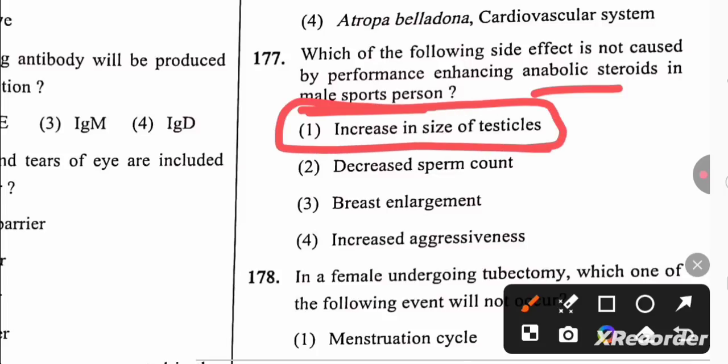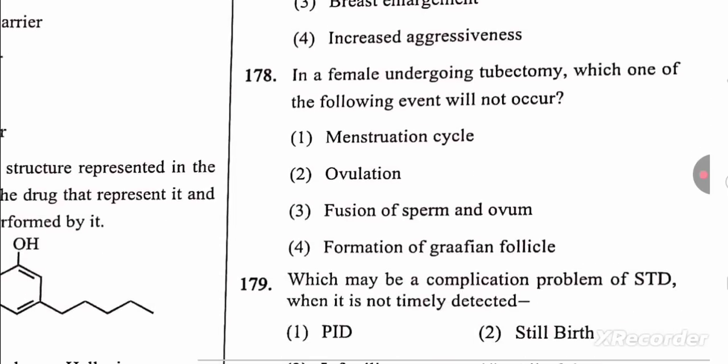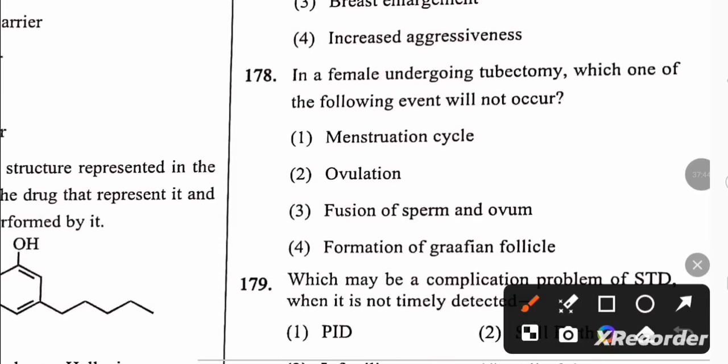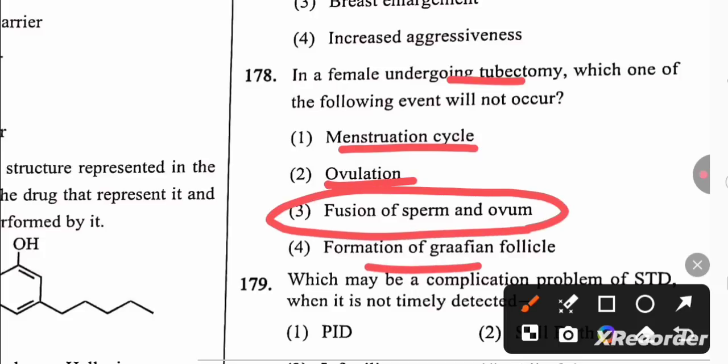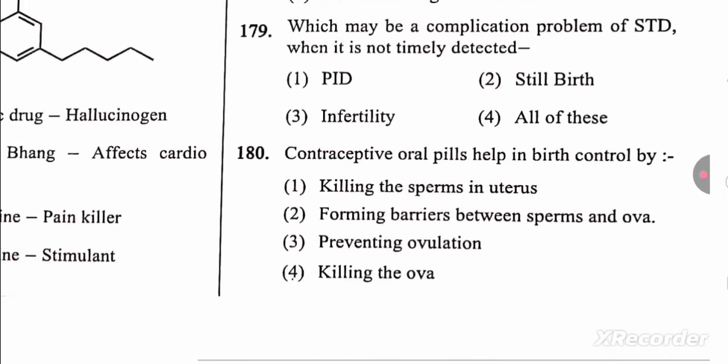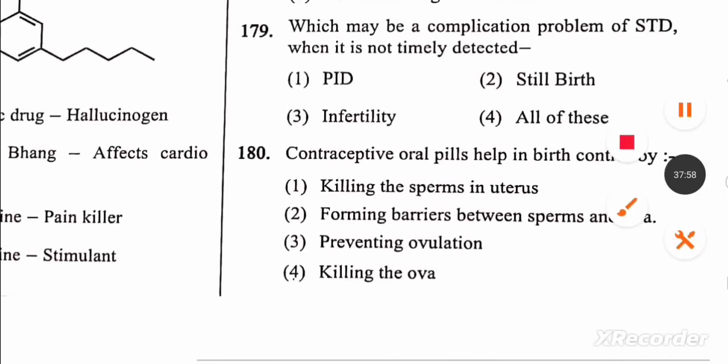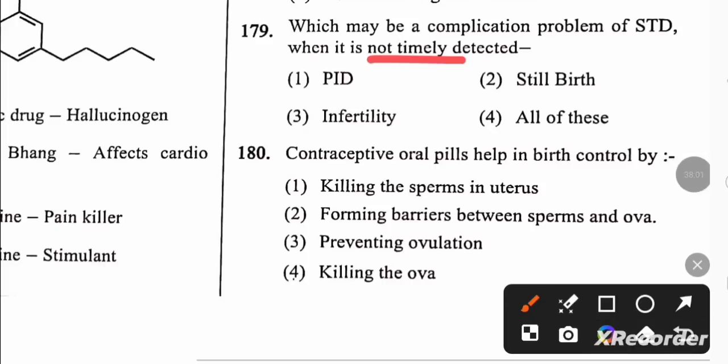In a female undergoing tubectomy, which of the following events will not occur? So after tubectomy also the menstrual cycle will occur, ovulation also will occur, Graafian follicles also will occur, but there will be no fusion of sperm and ovum because of tubectomy. Which of the following is a complication of sexually transmitted diseases when not timely detected? When STDs are not timely detected, they are responsible for pelvic inflammatory diseases, stillbirth, infertility, all of this.